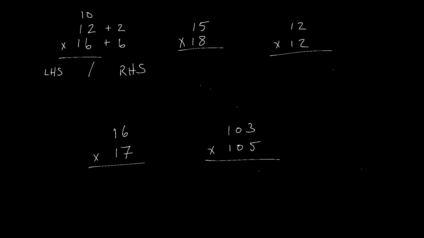To get the left-hand side, it's real simple. We either cross-add 12 to 6, or we cross-add 16 to 2. Either way, we get 18. 12 plus 6, that's 18, or 16 plus 2, that's going to give us 18. And for the right-hand side, we're simply going to multiply the differences. So 2 times 6, that gives us 12.